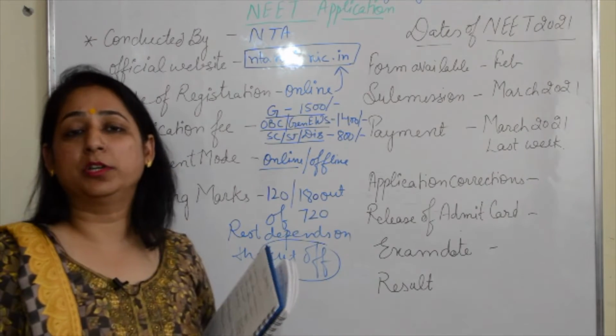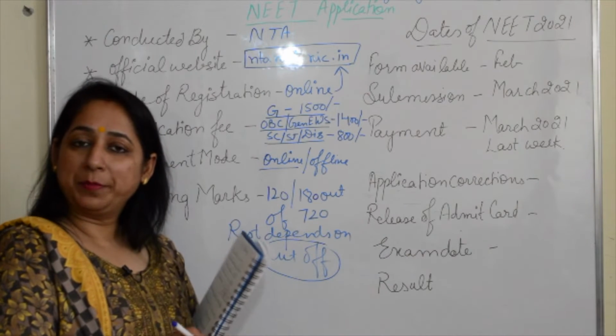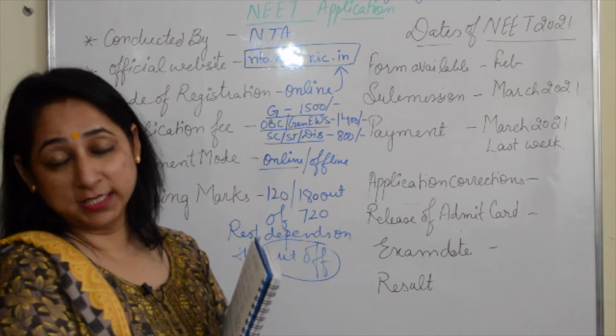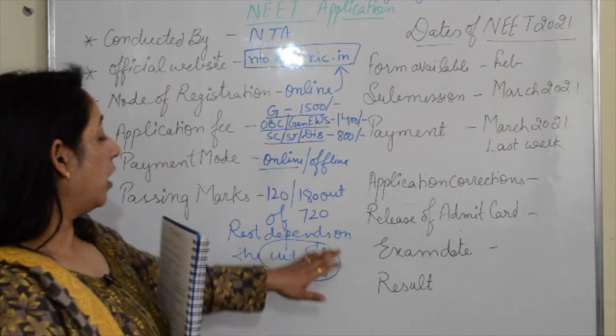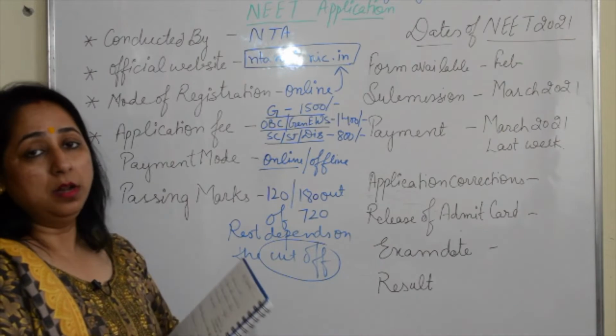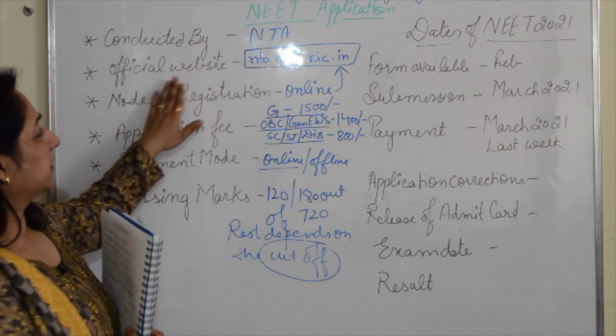Cutoff plays a very important role in a competitive exam. So, cutoff lists are prepared on the basis of the merits, or you can say the marks with the children's score out of 720 total marks. So, these are conducted by the official website.